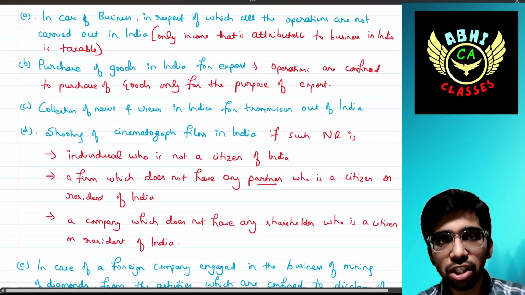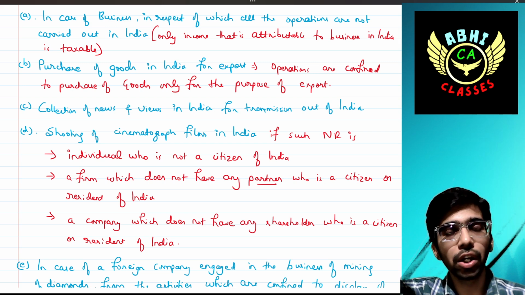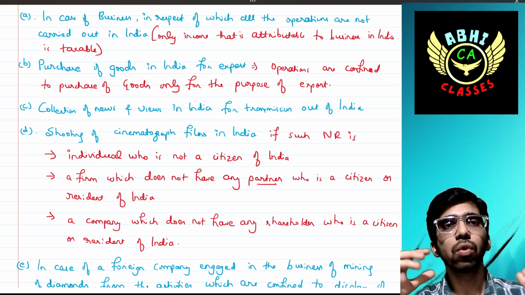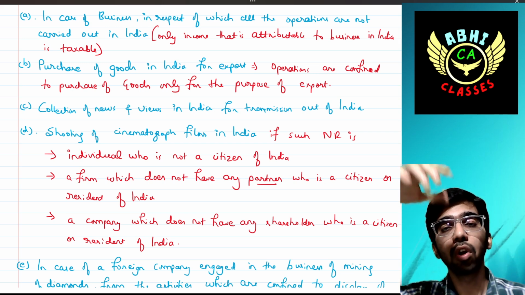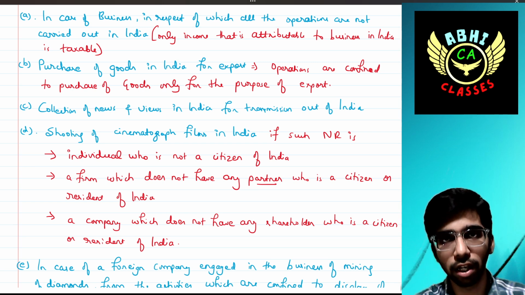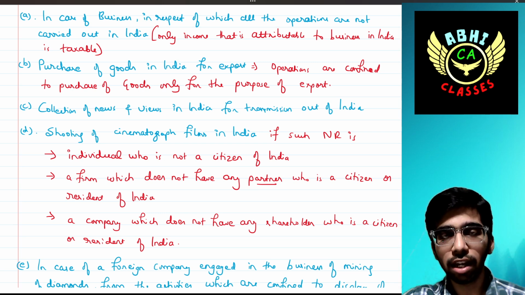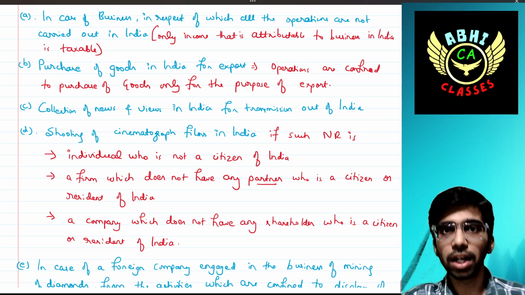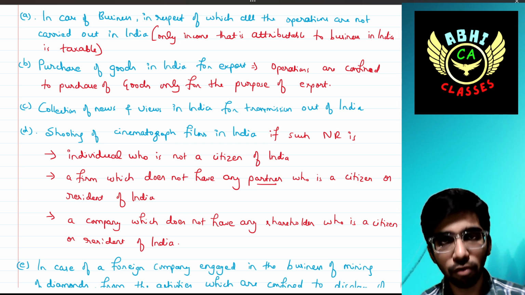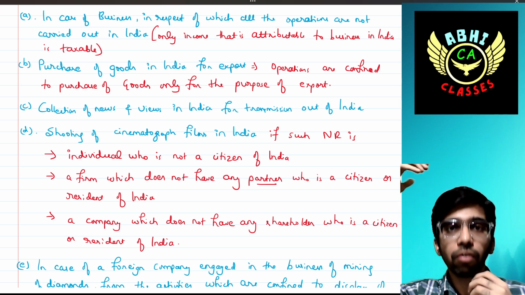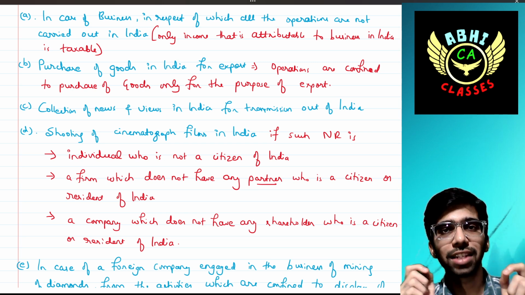Then, collection of news and views in India for transmission out of India. Any foreign news channel that comes to India to collect information and news and transmit it out of India. For example, if a flood occurs in India, the news channel's agent comes to India to collect the information and transmits it not to Indian channels but to foreign channels. Then any income generated is also not treated as income deemed to accrue in India for the NR.